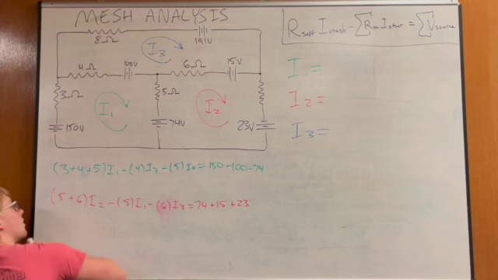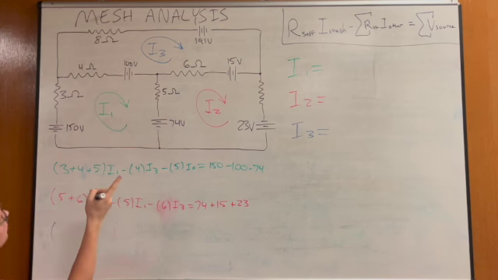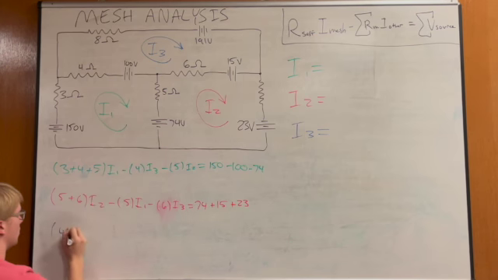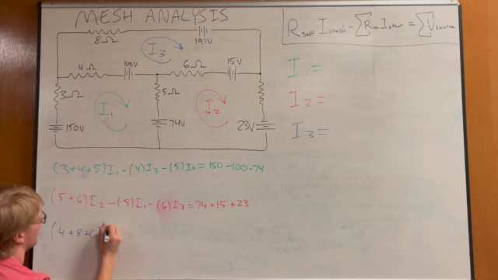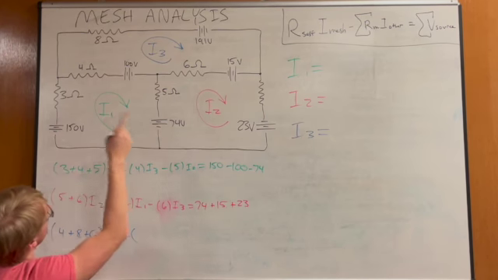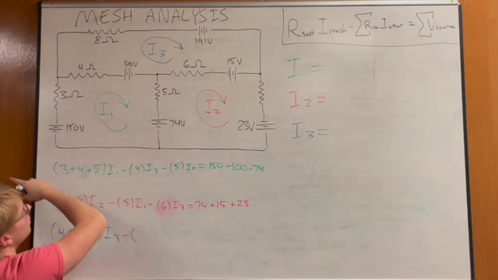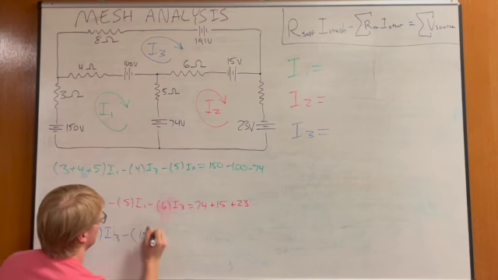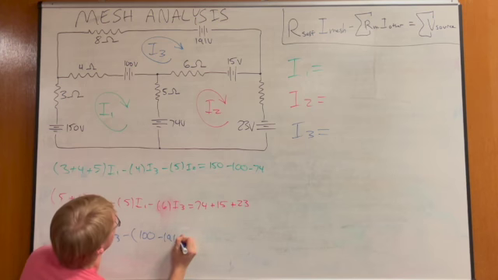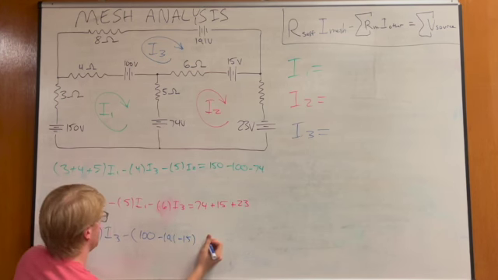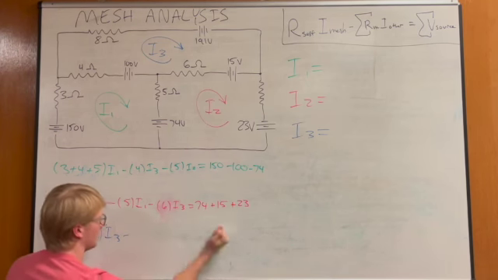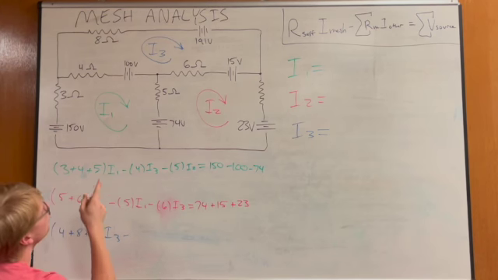And now for the blue one. Its self-resistance is 8, 4, and 6. Times I3 minus... positive 100, negative 191, and negative 15. You're a step ahead of yourself. The mutual, right?